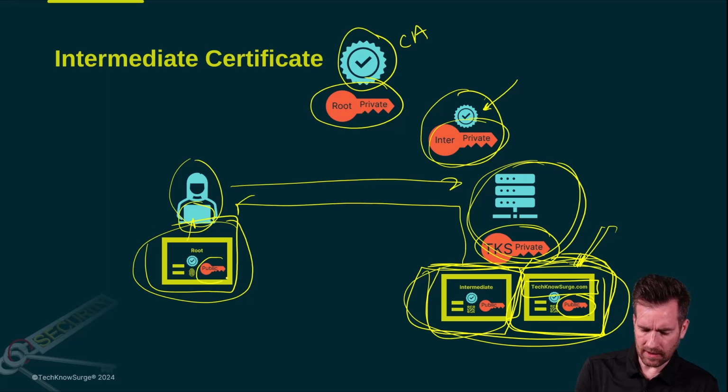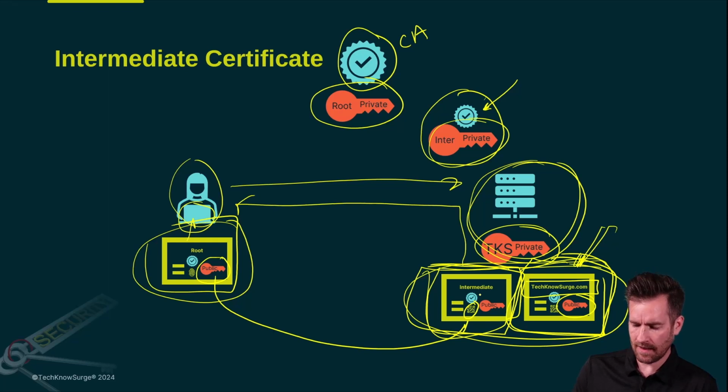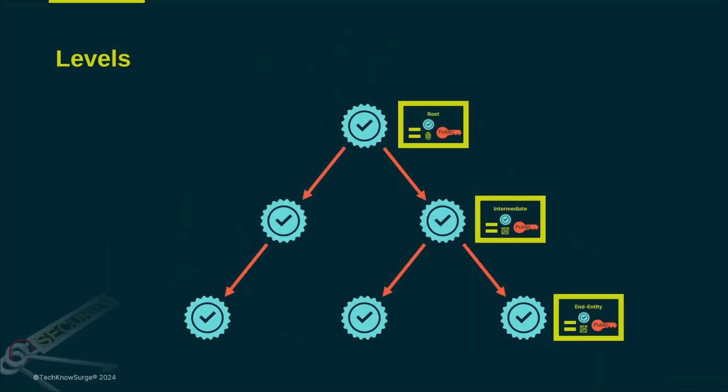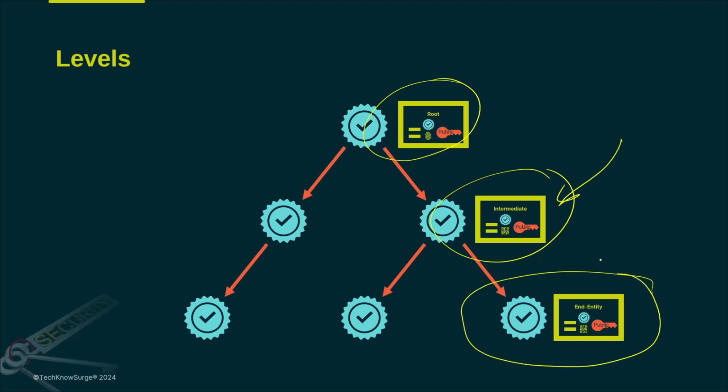It can use the root certificate public key to verify the fingerprint by decrypting that fingerprint and verifying the intermediate certificate, and using that public key to decrypt the fingerprint of the TechKnowSurge certificate. And therefore, now it knows that this TechKnowSurge.com certificate is verified and can use the public key now to decrypt information coming from the official TechKnowSurge.com website. One thing to note is that there are 3 levels with our example right here, but we could actually have multiple intermediate certificates, so this could actually extend beyond just 3 levels.